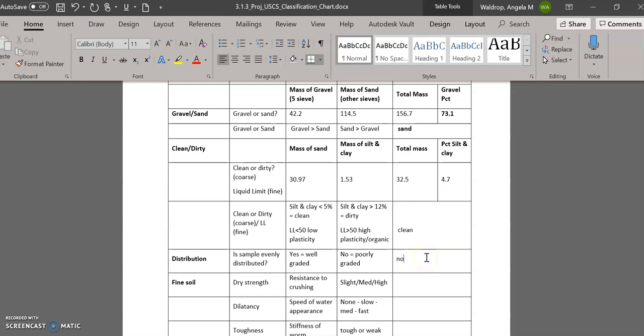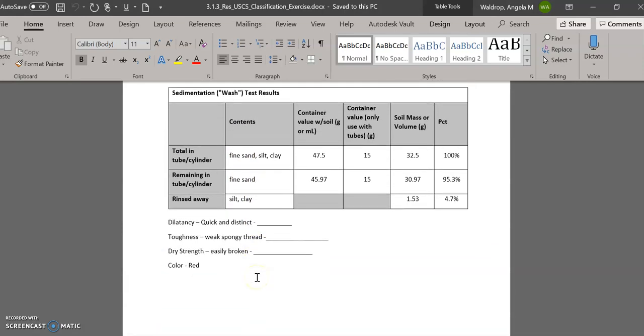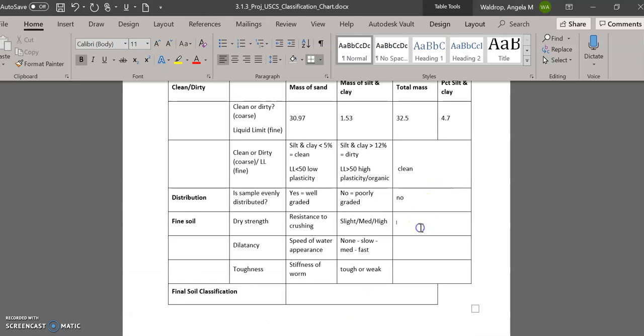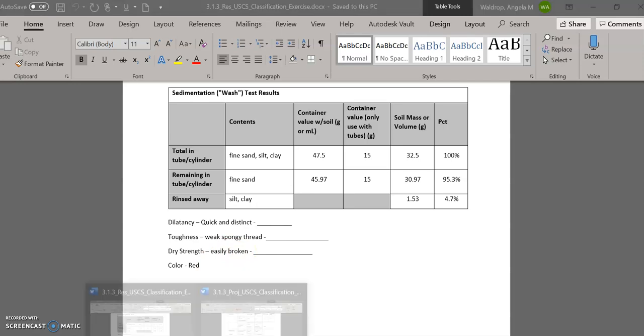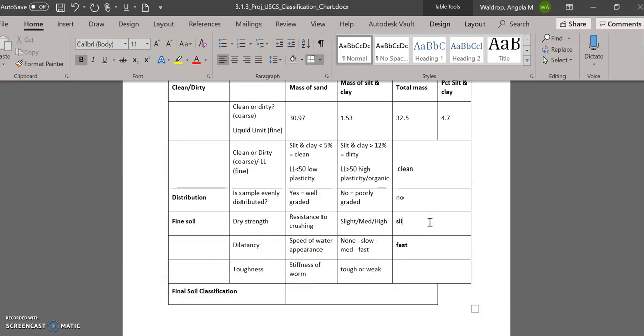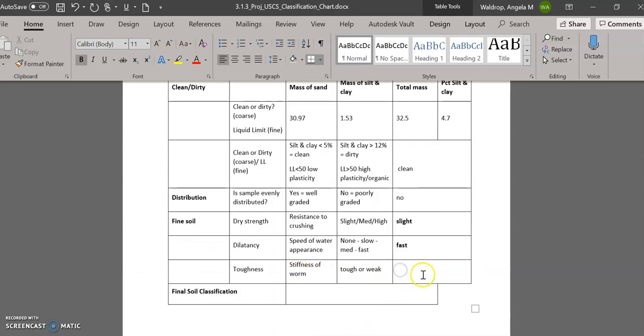Now, the remaining rows in our table here are going to be determined from our qualitative tests. So if I go back to my sheet here, okay, for dilatancy, our data says quick and distinct. So we can go back and write fast in this cell. For dry strength, it says easily broken, so we are going to write slight here. And finally, for toughness, it says weak, spongy thread. So what we are going to do here is we are going to say weak.